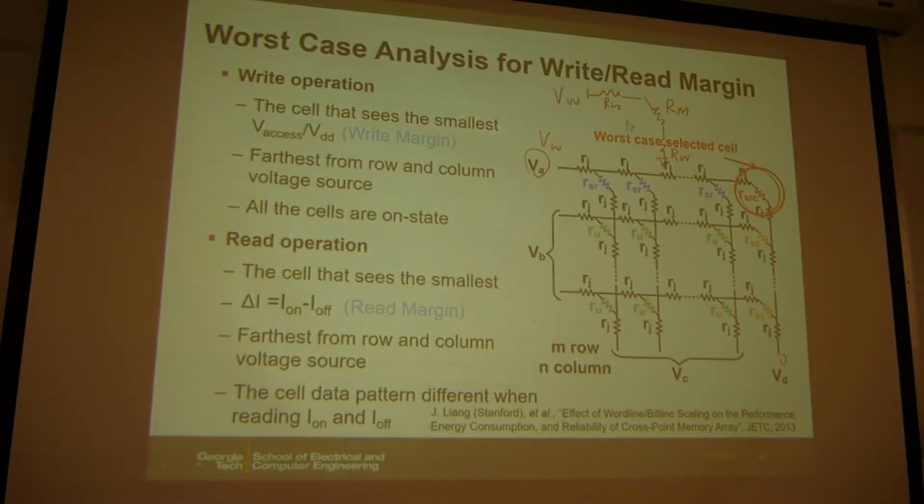So this is essentially a voltage divider, right? So of this write voltage, only a portion will drop on the memory cell. We define this as the voltage excess, which is the actual voltage dropped on the memory cell. So this is defined as the write margin, okay?